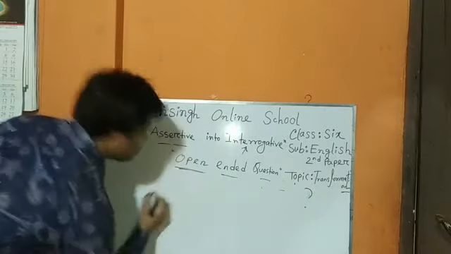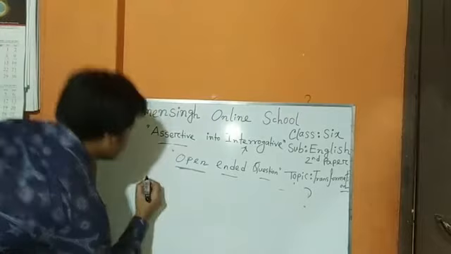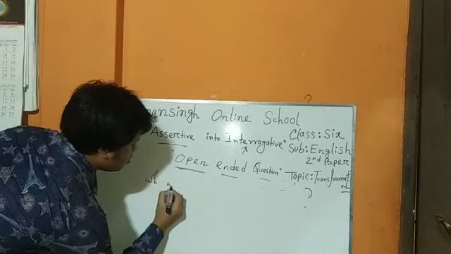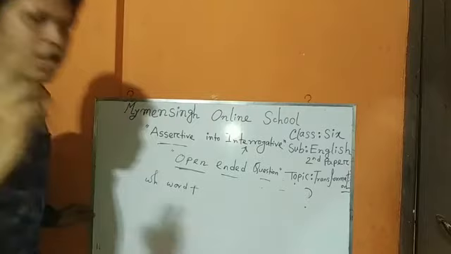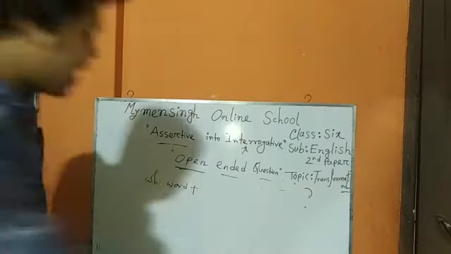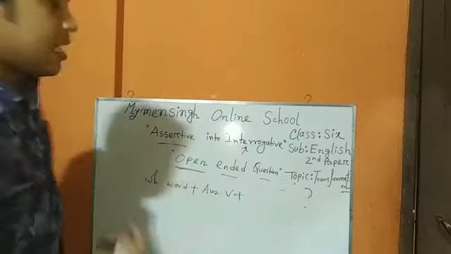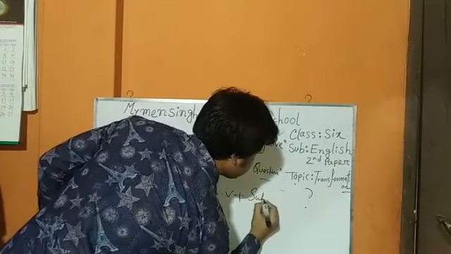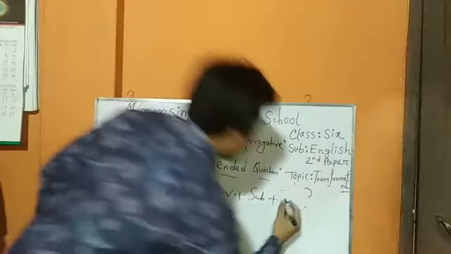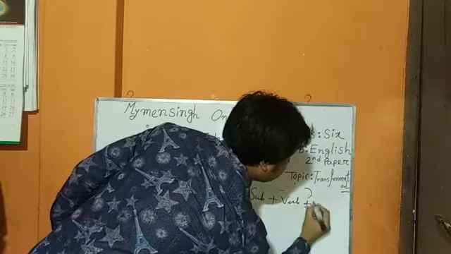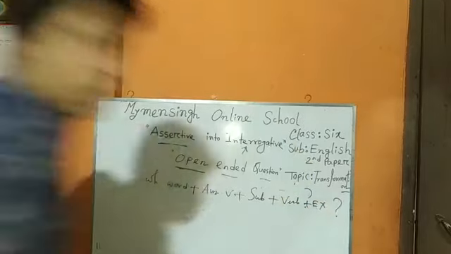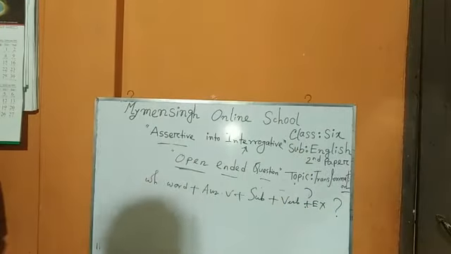Okay. Now we have to use the WH word. At first, I have to use a WH word. And then, we have to use an auxiliary verb. Then we have to use subject. Then we have to use verb. Then we have to use extension. I think you all have understood here. WH word, auxiliary verb, subject, verb, and extension. Clear?